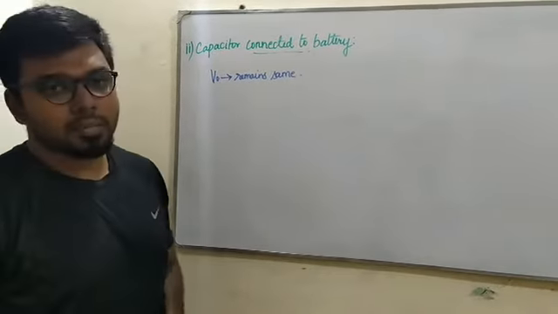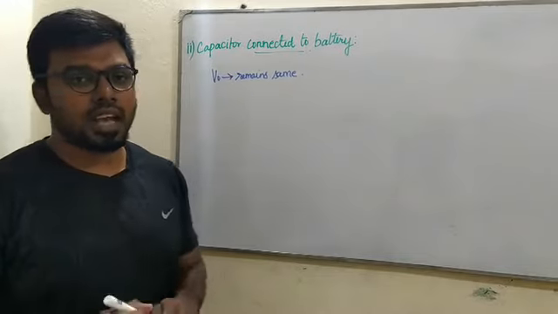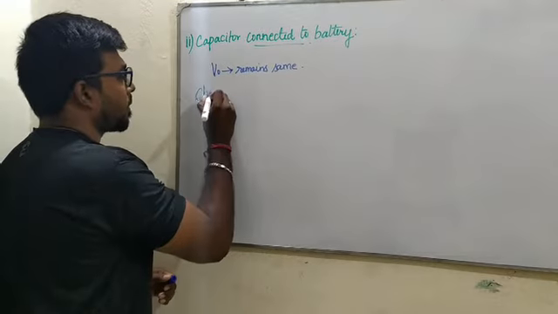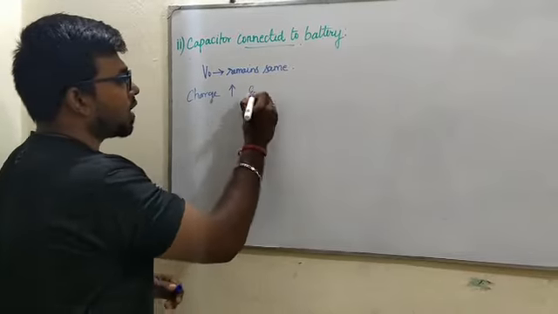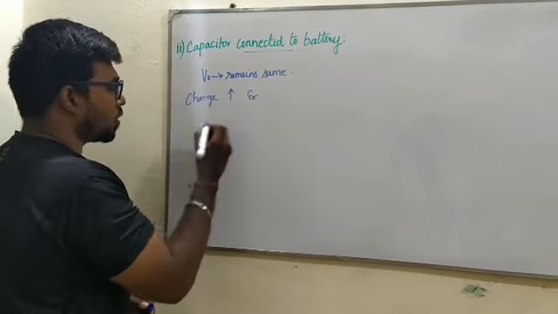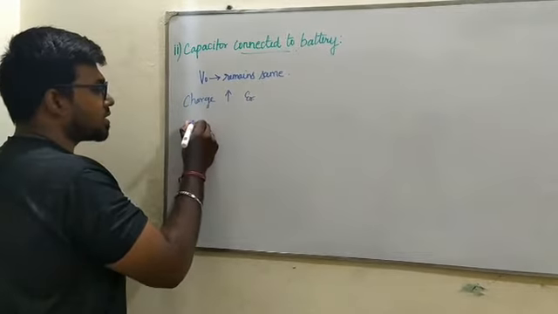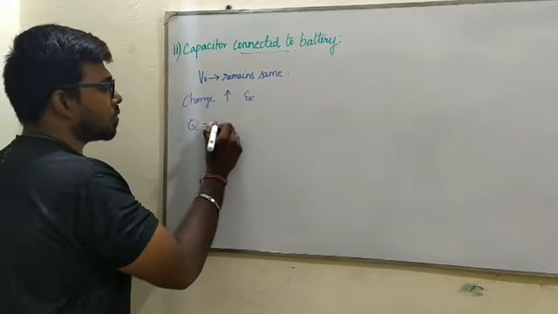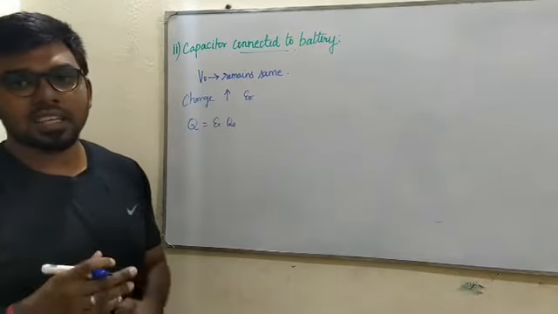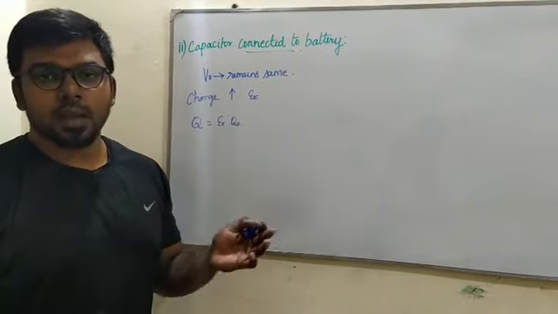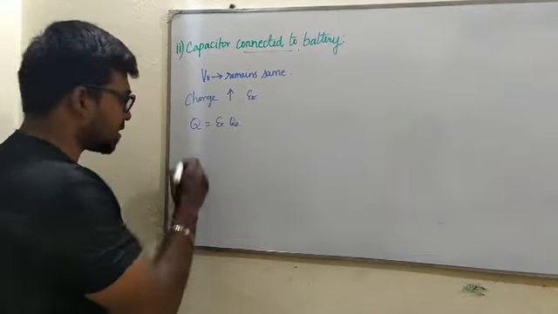So when a dielectric medium is introduced, the charge gets increased by a factor of epsilon r. So the charge can be written as Q is equal to epsilon r into Q naught. As there is an increase in charge, the capacitance also increases.